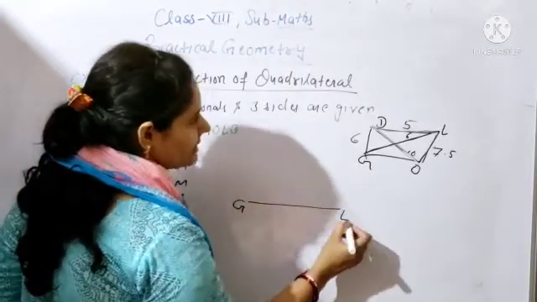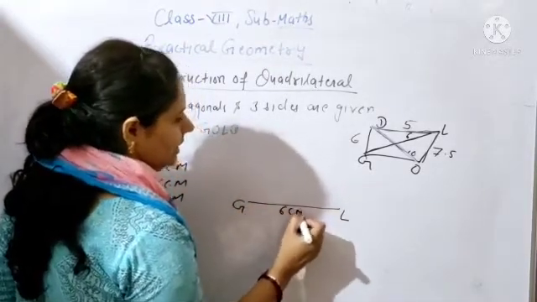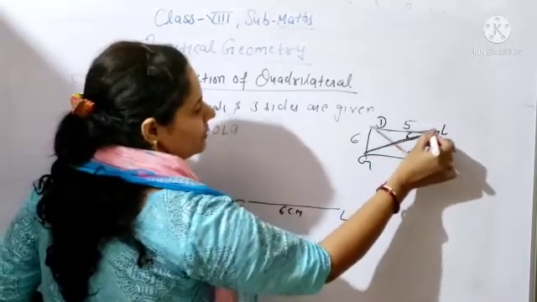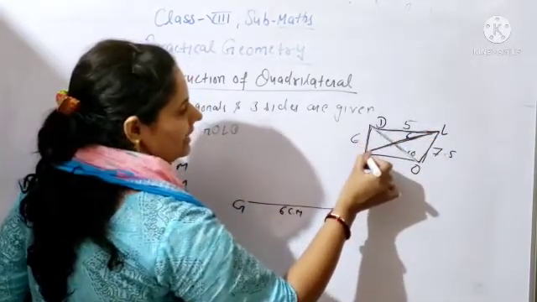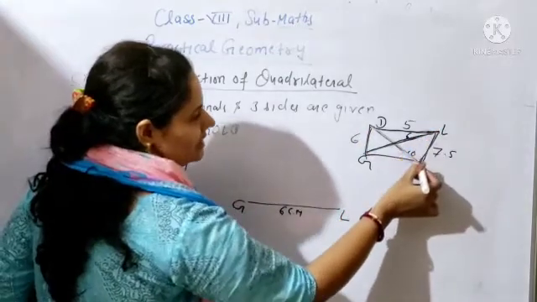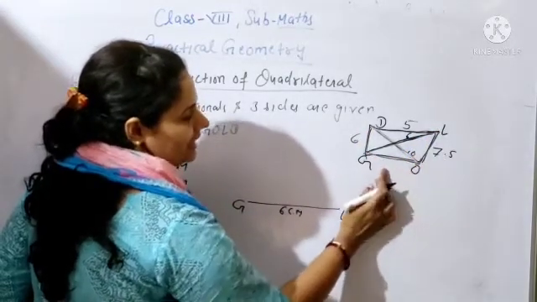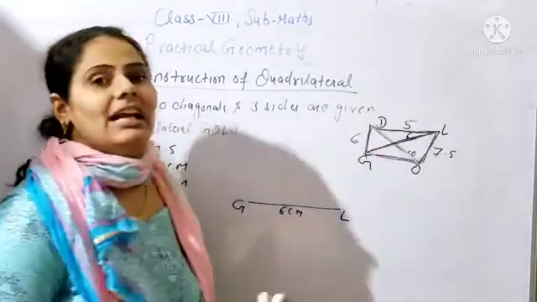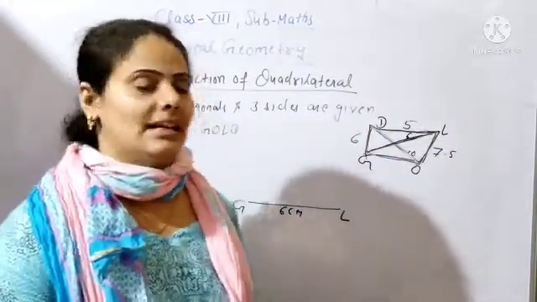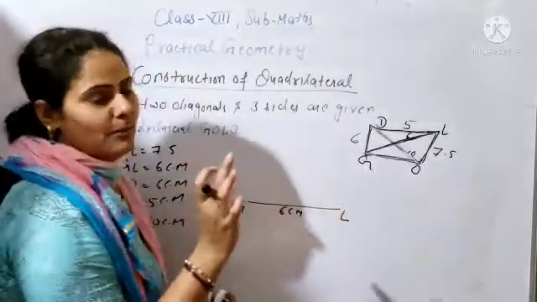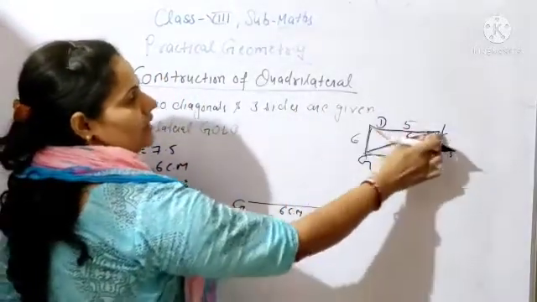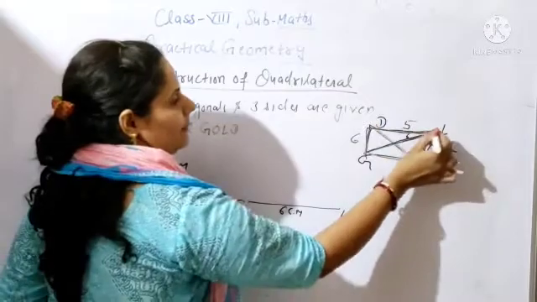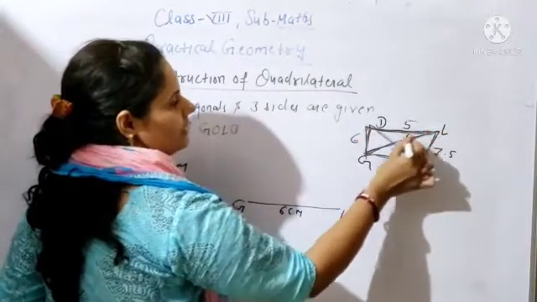So draw the line segment GL, 6 centimeter. Now with GL, you can see upwards also one triangle, downwards also, but in the downwards triangle only one length is given. GO length is not given. So first you will complete the triangle where both the sides and both the lengths are given. So first we will complete the upwards triangle. GD is also given and LD is given. So we will complete the triangle GDL.